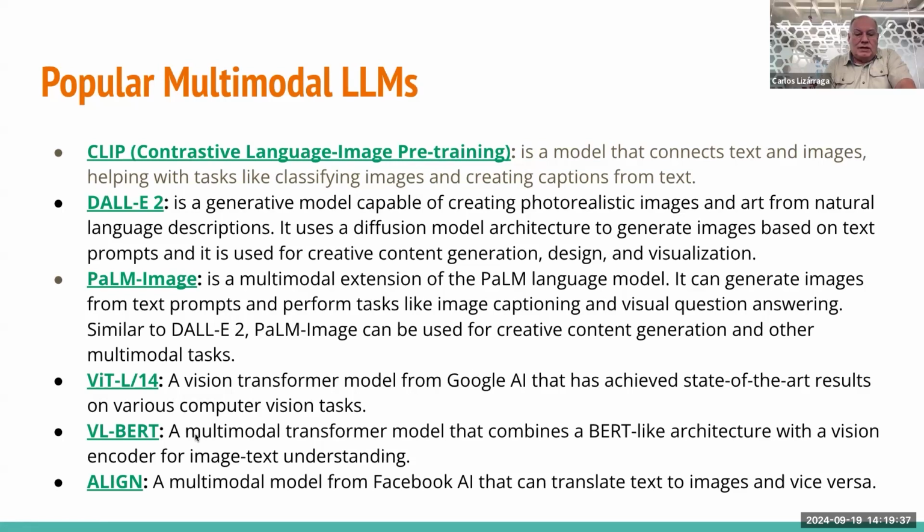Also, we have the Vision-Language BERT, which is a multimodal transformer, and it also has an architecture similar to what BERT has. And lastly, we have the model from Facebook AI, ALIGN, that can translate text to images and vice versa. So there are more than these models, but these are the most popular ones.